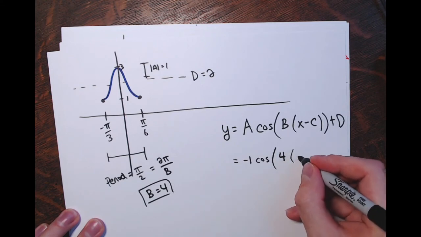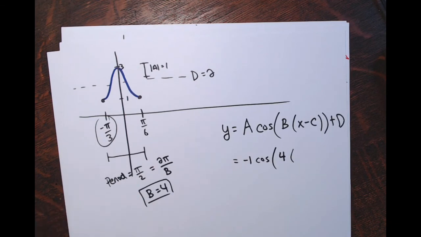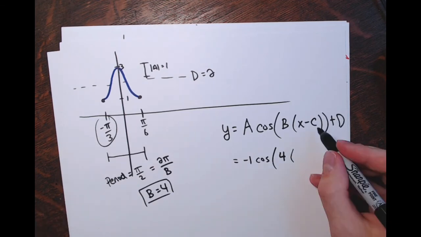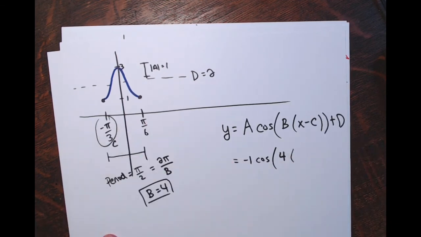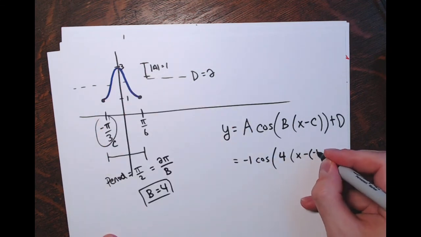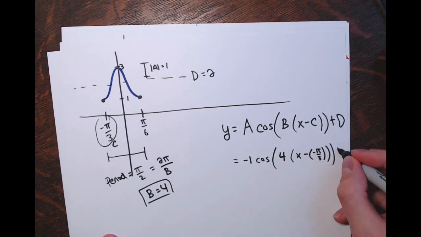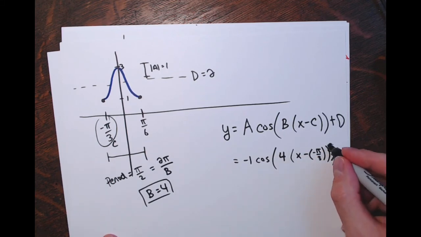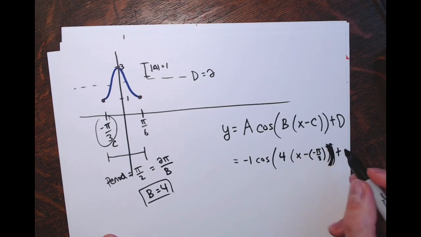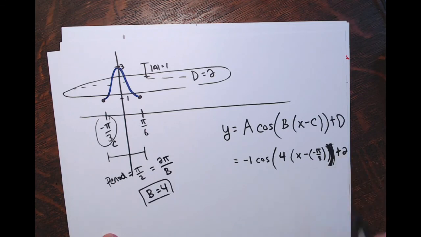Times, and then x minus c. C is basically the phase shift. Where am I starting the cycle instead of at 0? So c is this -π/3 where the cycle is starting. So times x minus and then -π/3. And we'll distribute and simplify that. And then again, plus d. Oh, sorry, too many parentheses. Plus d, and d is the midline. Right? D is happening at y equals 2, plus 2.